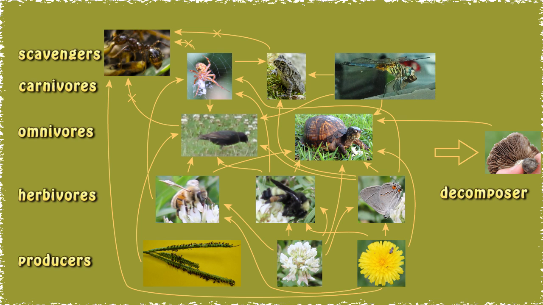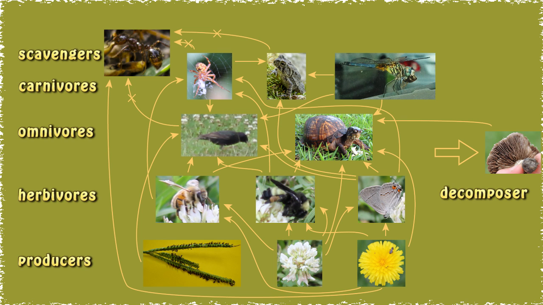For example, we classified our eastern box turtle as an omnivore because it feeds on both plants and animals. So we need to make sure this is shown in our food web. Here, we draw arrows from some of our producers, herbivores, carnivores, and even our decomposer to the eastern box turtle, representing the diverse diet of this animal. You would do the same if you used yourself as an omnivore in your food web.